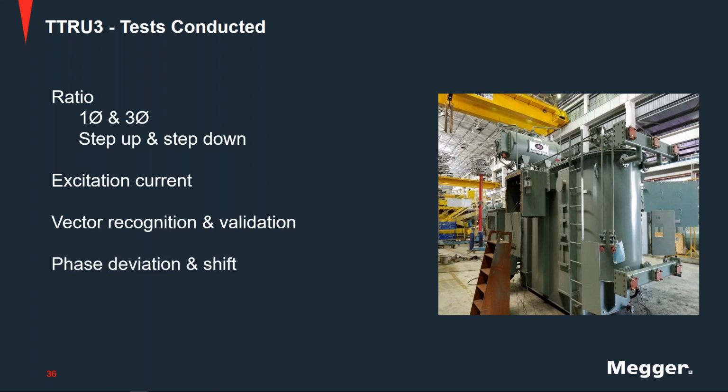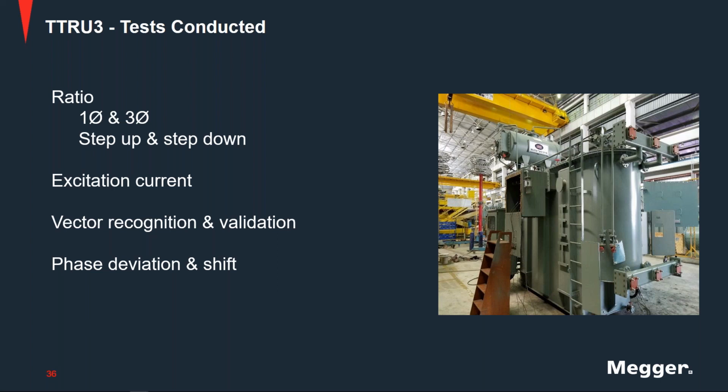Building on that vector validation, we do phase deviation measurements. So let's say, yes, it was a DYN1, but how far off is each phase, how much is it deviating? This will happen sometimes when you have shorted windings and turns, you'll see a higher phase deviation. So it's important to also show that measurement alongside your excitation current and your ratio.